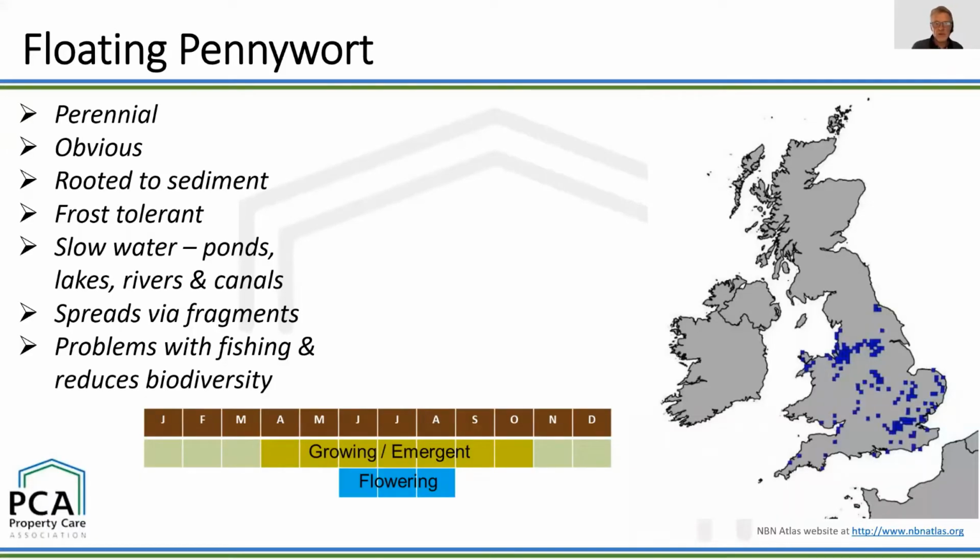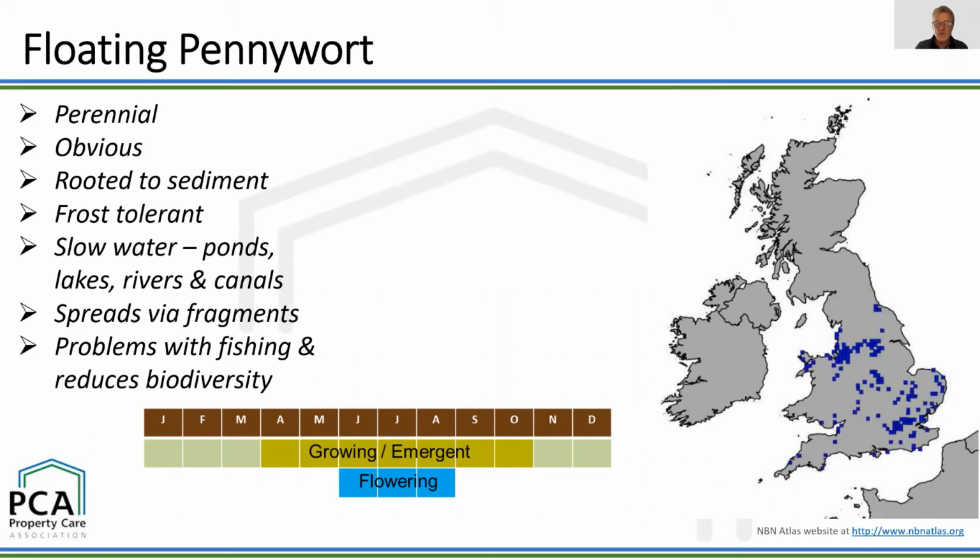So, floating pennywort. Now, this again is a perennial, and it's obvious when you see it because it forms these huge mats floating on top of the water's surface, and it's relatively frost tolerant.